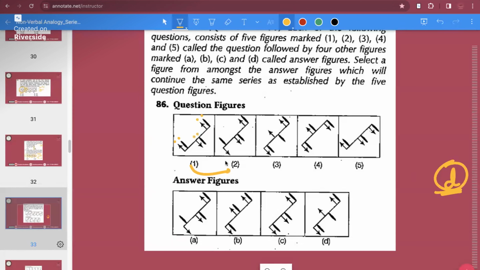In option D, from 1 to 2, only one figure has changed. Rest all others have remained the same. And then, except this, two have changed. This and this, two have changed, and the rest have remained the same. And then, except this, leaving that one constant, this one and this one have changed.